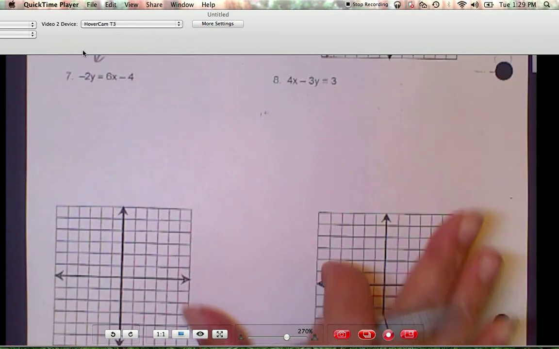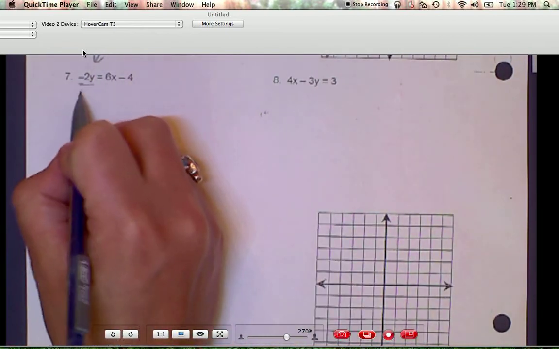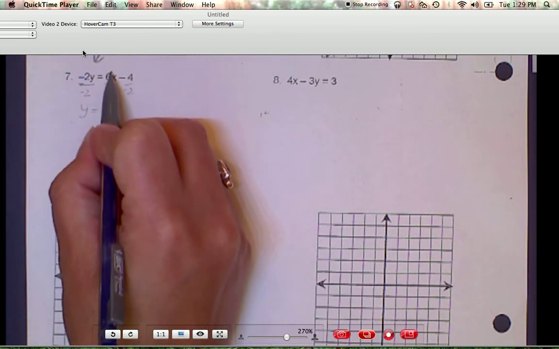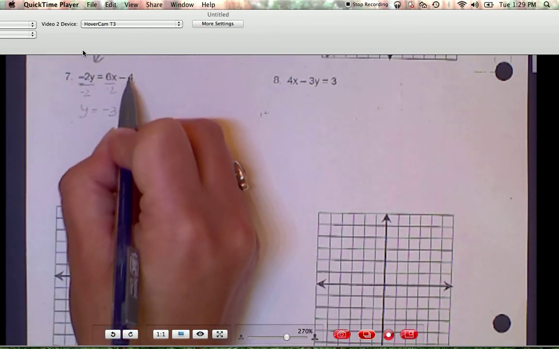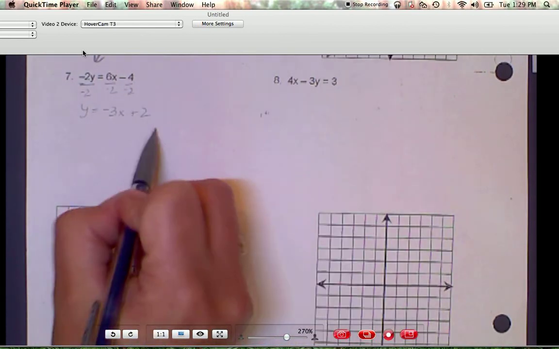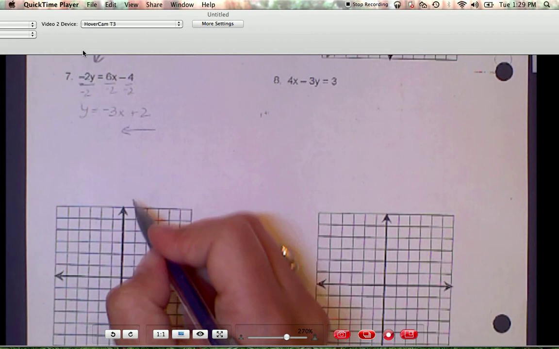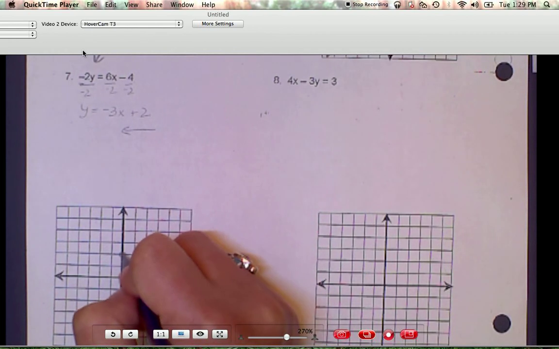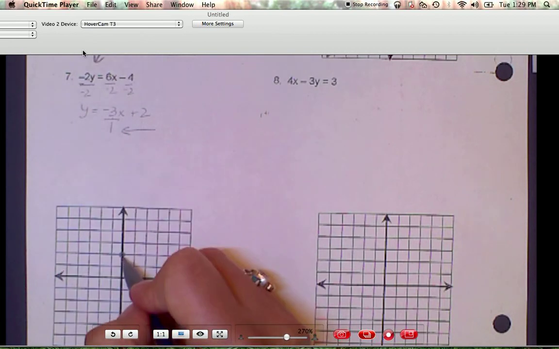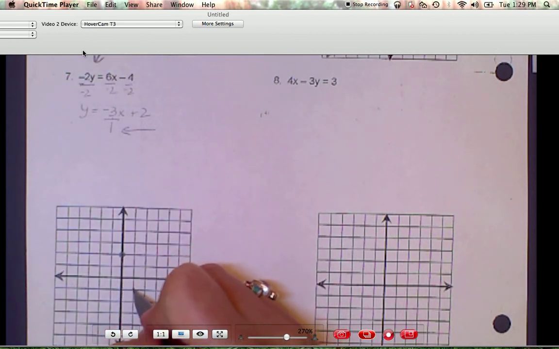So 7, we just need to get y alone, so we divide everything by negative 2. And we get y equals negative 3x. Negative divided by negative makes that positive 2. Start from the back end. We go up 2 on the y-axis, then make this into a fraction, so we put it over 1. Down 1, 2, 3 over 1.